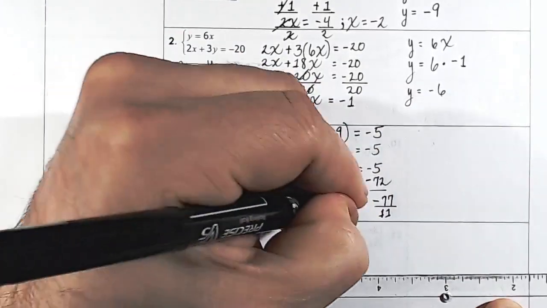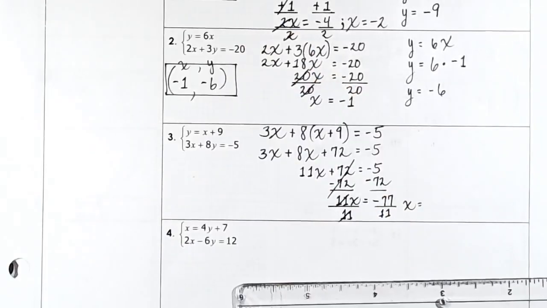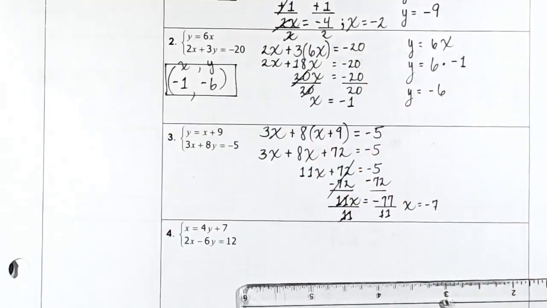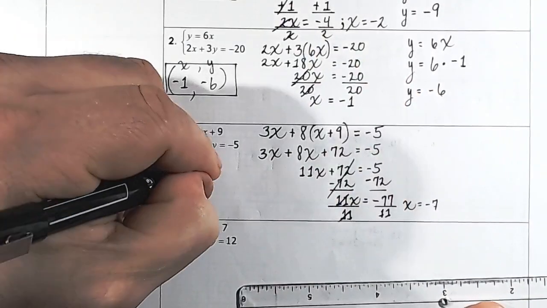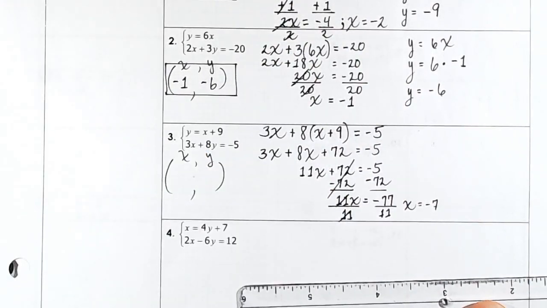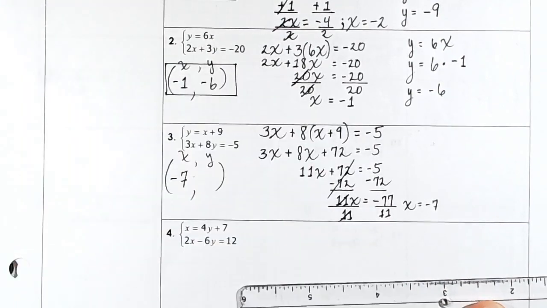Cancel out the 11s, and you get x by itself. x equals -77 divided by 11, which is -7. So x equals -7. Here is our solution that we're building, (x, y). And I've got the first part, which is x is -7.